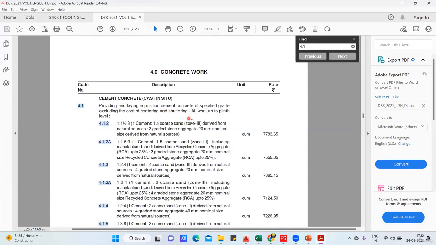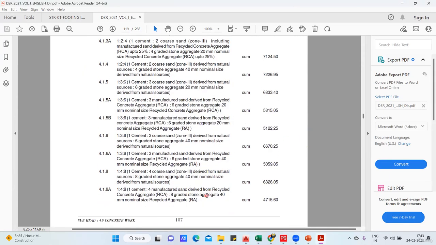So 4.1, there are a lot of things. This is concrete work. It is written: providing and laying in position cement concrete of specified grade, excluding the cost of centering and shuttering, all work up to plinth level. That means only up to the plinth level, this is the rate. Above the plinth level, like first floor, second floor, third floor, if you're doing PCC work, you have a separate rate for that. Accordingly, we are going to find it from here.